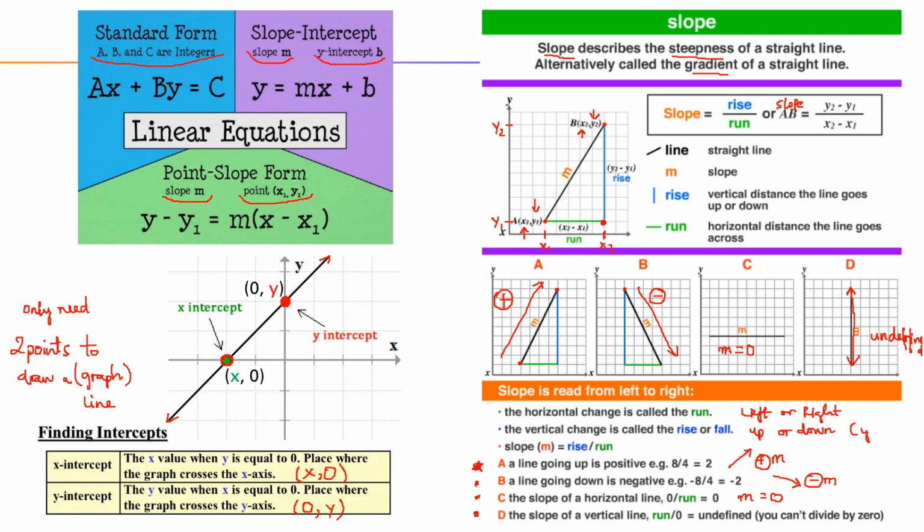This one is about the y. This one is the change in x. Slope equals rise over run. It means the blue part over the green part.